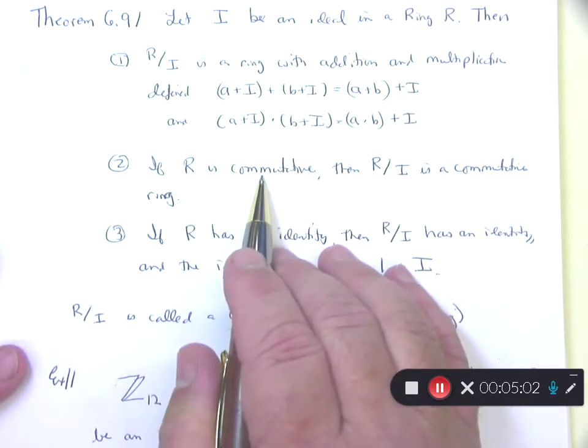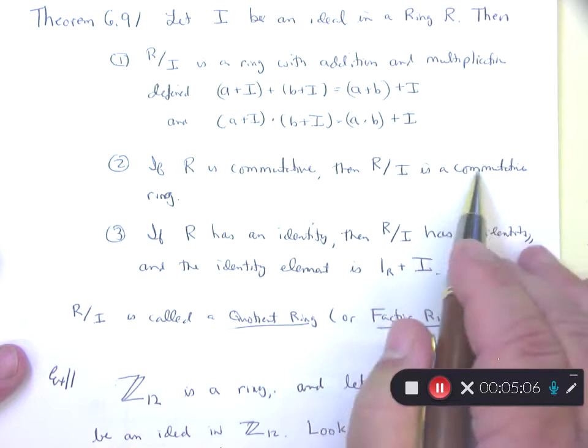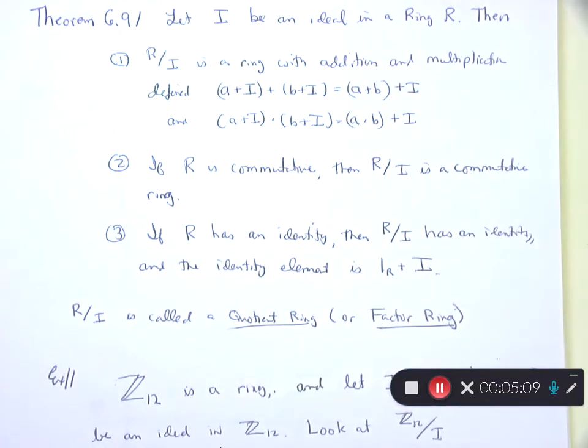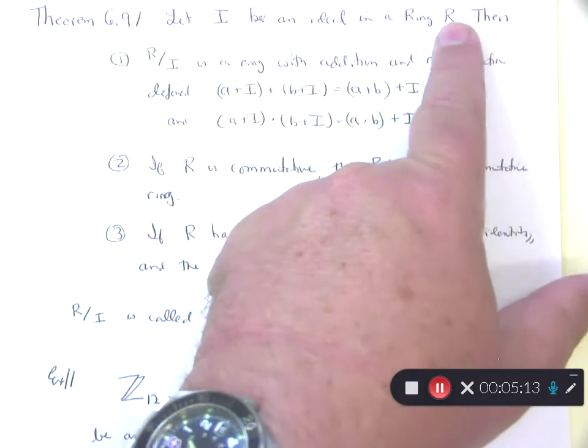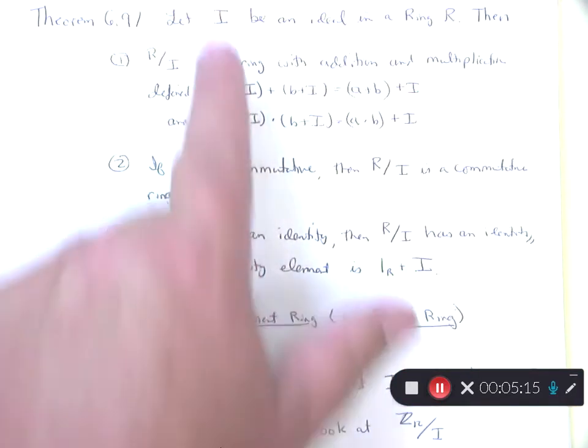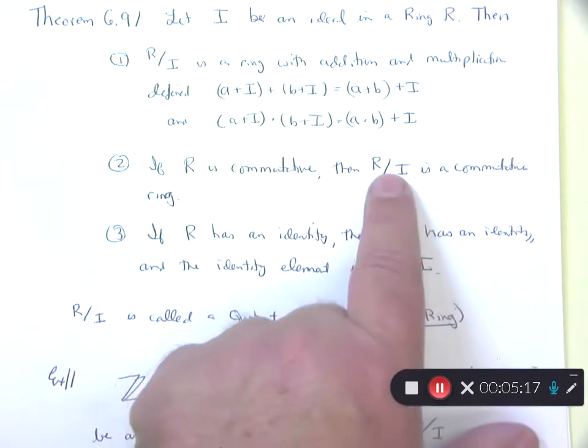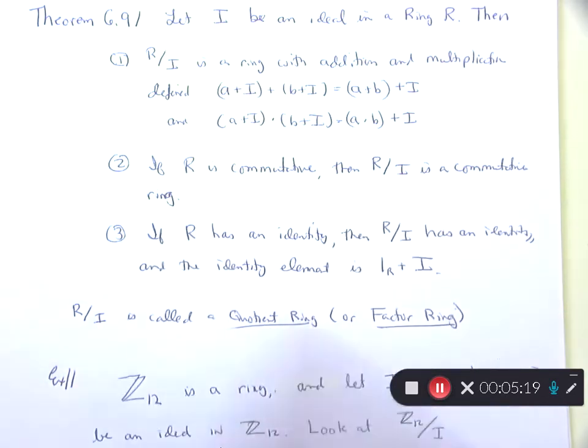If R happens to be a commutative ring, if it commutes, then R mod I is going to be a commutative ring. So there's that structure that holds over depending on what kind of ring the ideal came from. So if you have a commutative ring, then R mod I, the quotient ring, will also be a commutative ring.